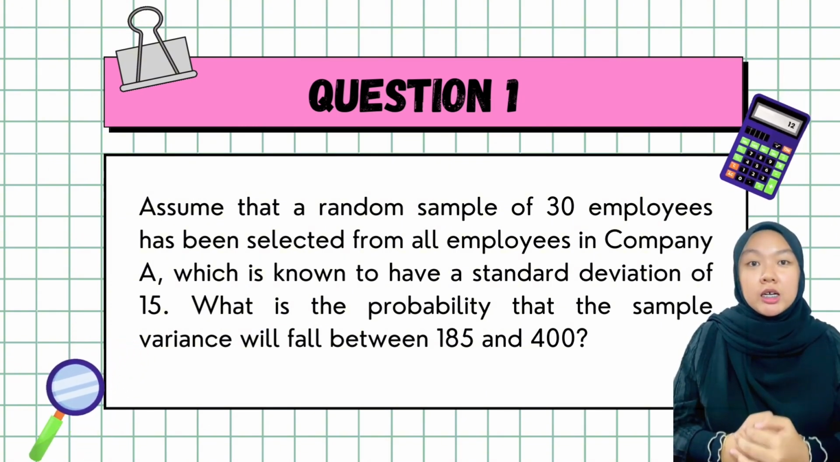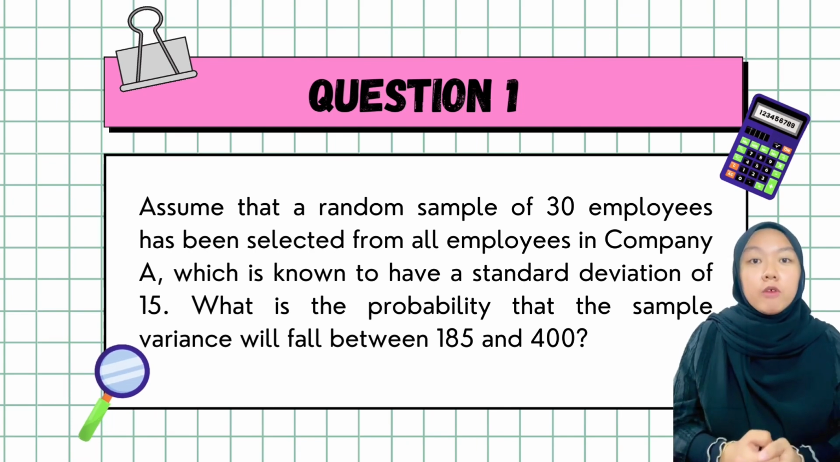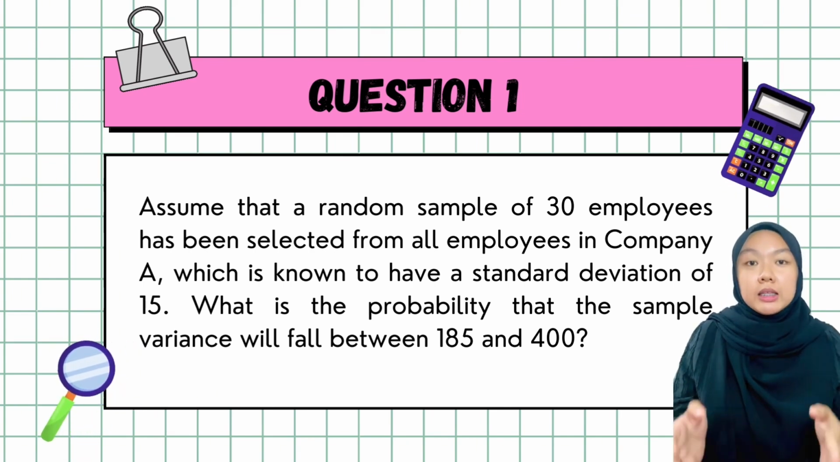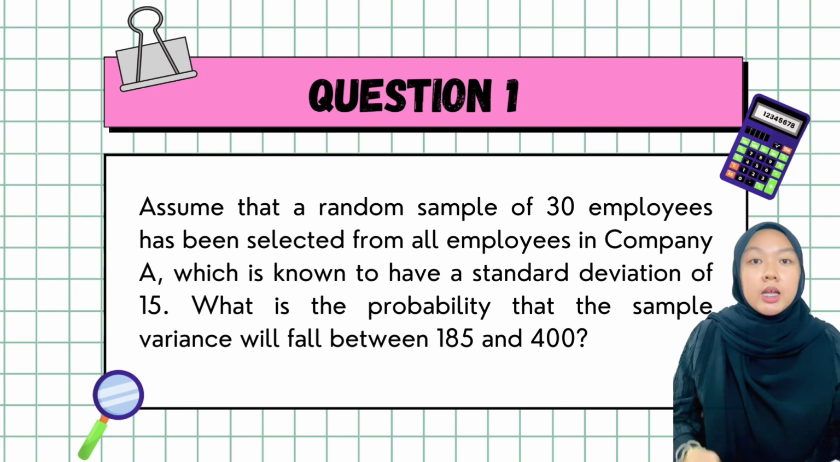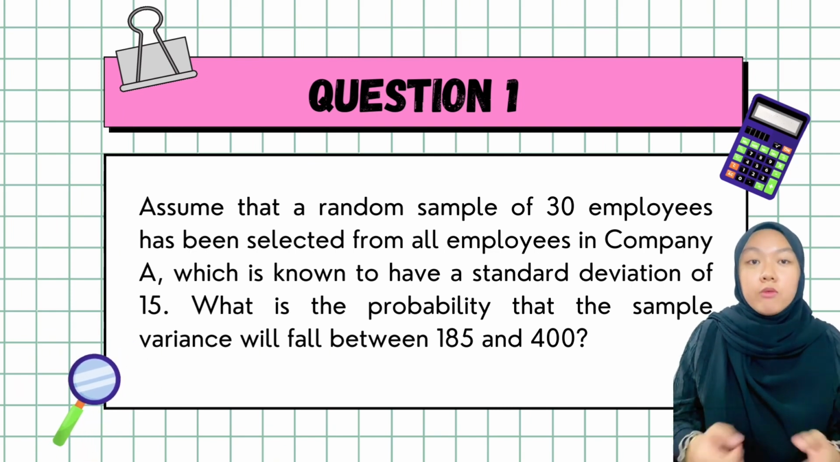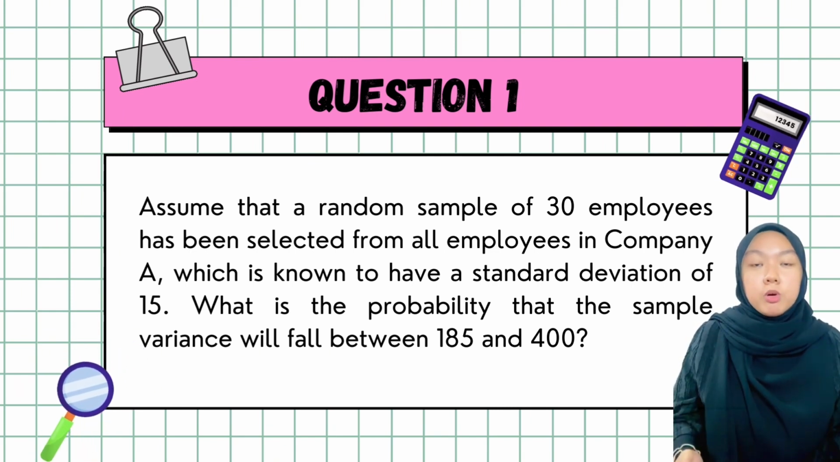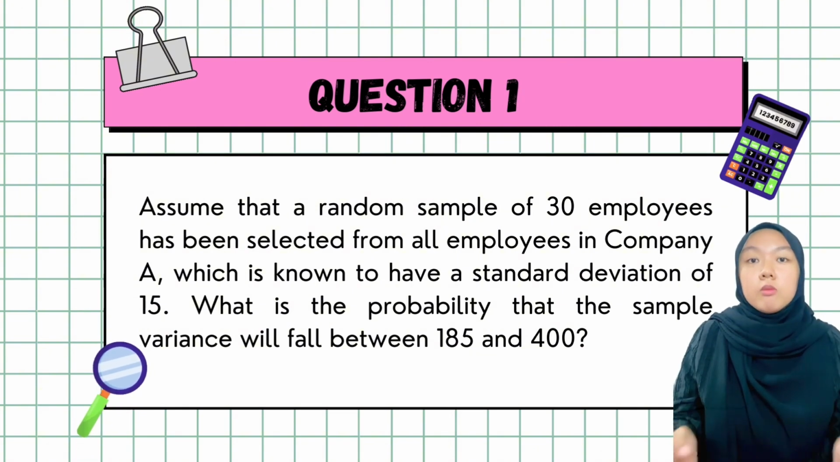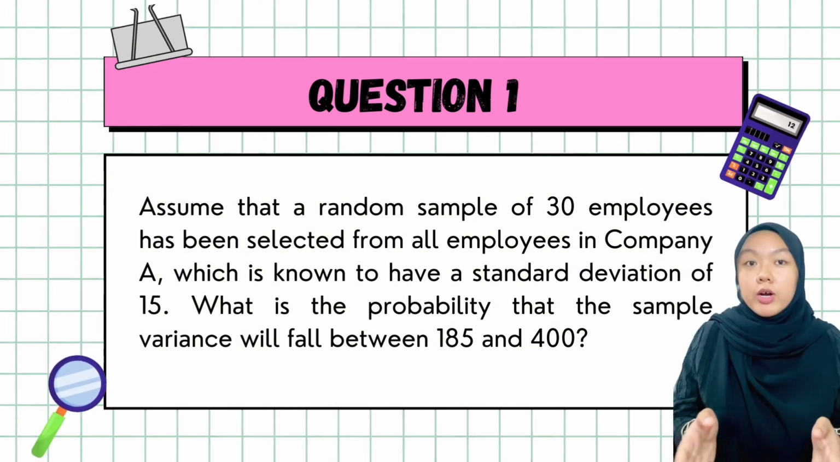I will show you our first question. The question asks to assume that a random sample of 30 employees has been selected from all employees in company A, which is known to have a standard deviation of 15. What is the probability that the sample variance will fall between 185 and 400?